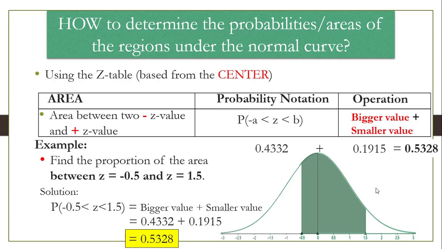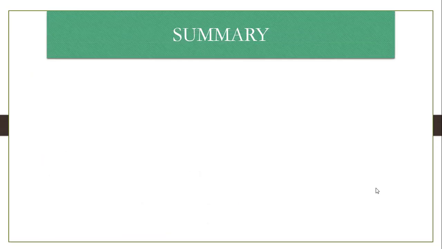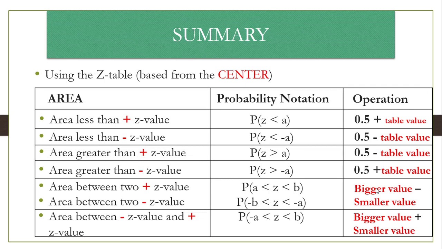Now, how to determine the area or the probabilities of the regions under the normal curve or the z values. It's actually easy. You just need to remember those operations that I have mentioned. So to have a summary, this would all be the operations you have to take note of if you use z-table based from the center. Now, these operations are only applicable if you use z-table based from the center. Okay? You can't apply this to the z-table which is based from the left. Okay? It has a different approach.